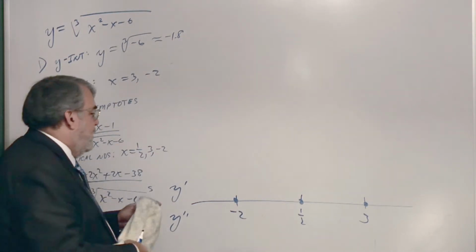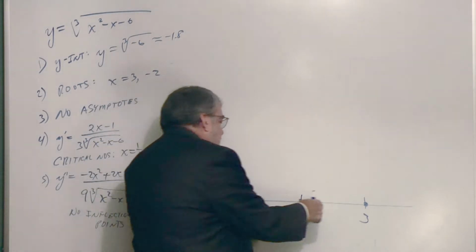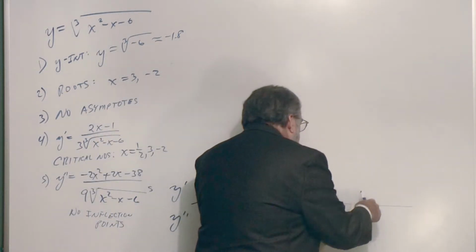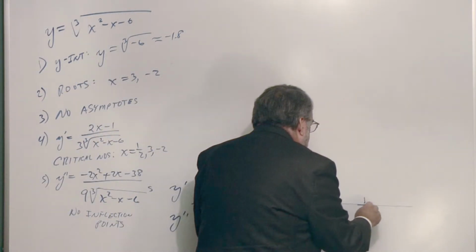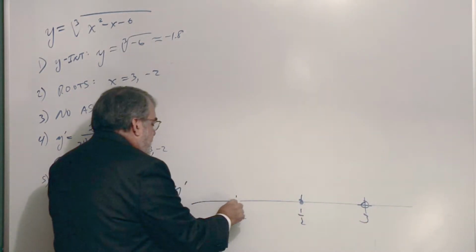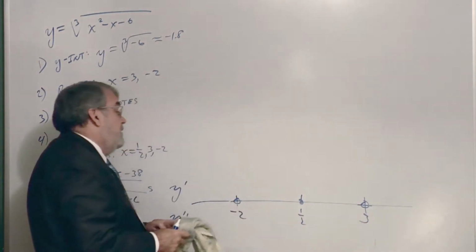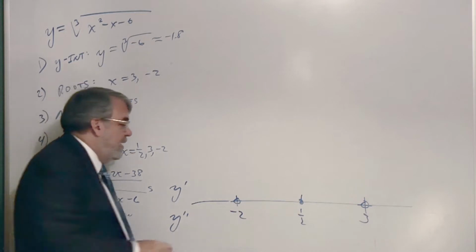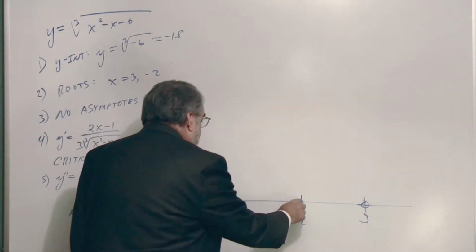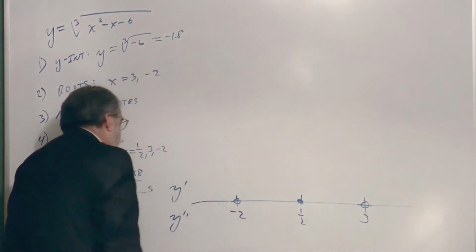Matter of fact, just a matter of taste, I'm going to put little open circles here to indicate that the derivatives cannot equal these two numbers. All right, and a solid point means it does equal 1/2. I don't know if that's going to do much for us, but anyway.